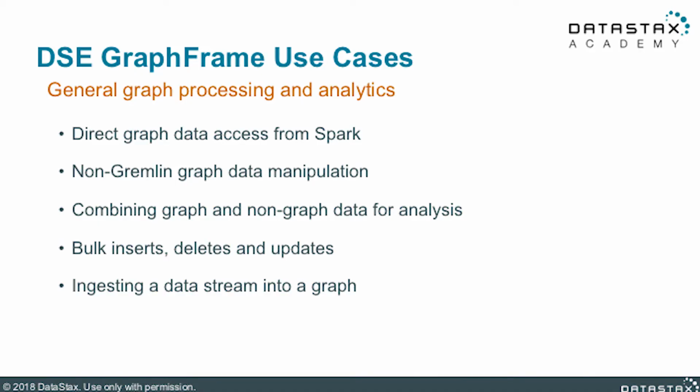When it comes to DSE GraphFrame use cases, there are many, due to the versatility and power of this OLAP engine. Of course, you can do Gremlin traversals, just like in the other OLAP traversal engine based on the Spark graph computer. But DSE GraphFrames are unique as they also support non-Gremlin graph data manipulation and accessing data directly from Spark. As a result, you can combine data stored in DSE Graph with data stored in Cassandra, with data stored in a relational database, with data stored in a file, with data coming in a stream, and so forth and so on. With this kind of power, there are virtually unlimited possibilities for the type of analysis you may need.